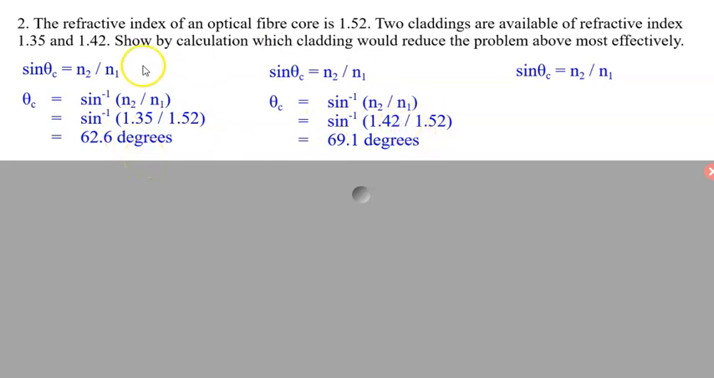If we do the calculation again with the second value of 1.42, the refractive index of the cladding, then we get a larger value. So let's just pause and think about this. We've said in the previous video that to reduce the problem of multipath or multimode dispersion, we need to increase the critical angle, and that's what we've done here. So our preference would be to use the second one, and we need to write something to that effect. So if we use the 1.42 as the value of the refractive index of the cladding, this is the better option. And our reason why is because, as we can see, it gives us a higher critical angle.